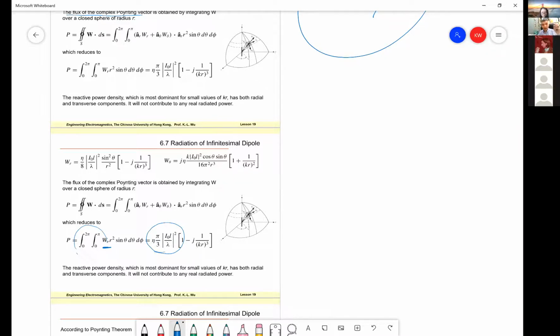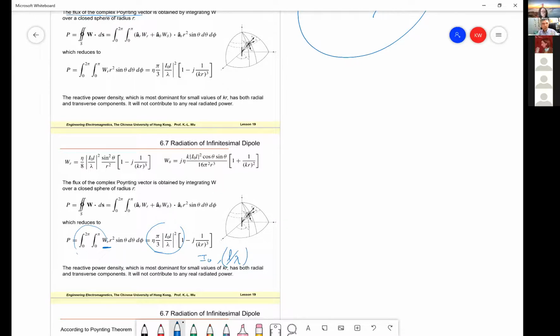Given an antenna, given the current magnitude, how much power can go out depends on how much current you give and how large the antenna is. You see, one determines the current and also determines the length divided by wavelength, right? The longer your antenna, the more energy you can radiate. Okay, right? This tells us this.